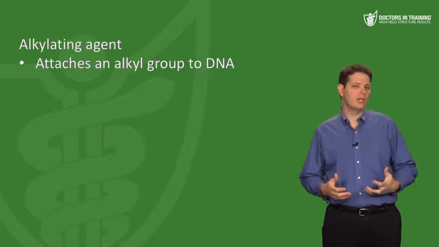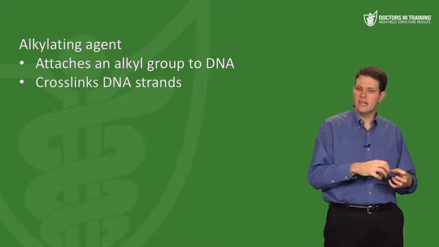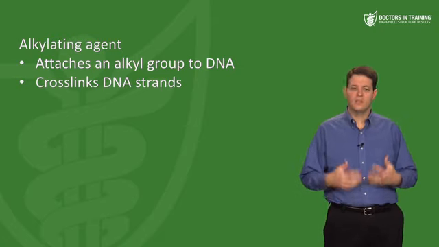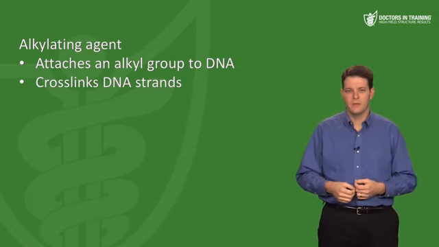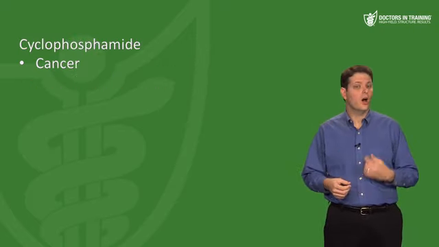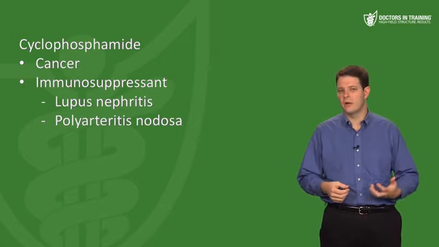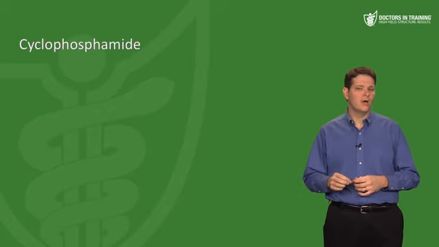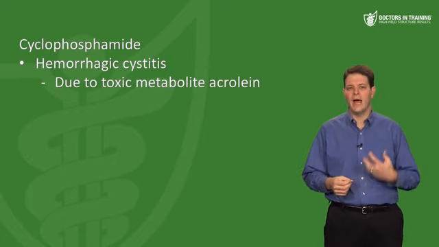So an alkylating agent is a drug that attaches an alkyl group to the DNA, and it cross-links the DNA strands so the DNA can't replicate, and that means the cell can't divide. So cyclophosphamide specifically alkylates guanine residues on DNA. It's used to treat cancer, and it's also used off-label as an immunosuppressant for things like lupus nephritis or polyarteritis nodosa. Now, one unique thing about cyclophosphamide that you definitely need to know is that it can cause hemorrhagic cystitis due to a toxic metabolite called acrolein.